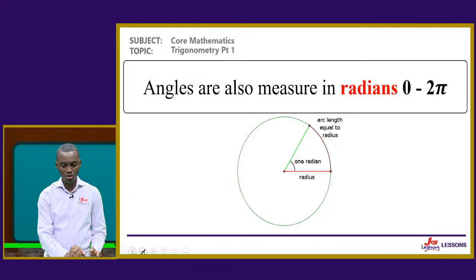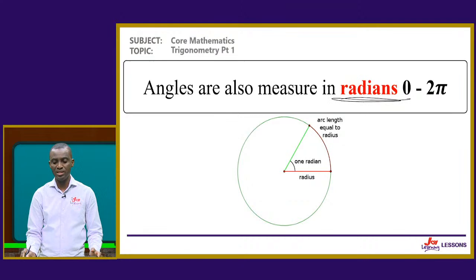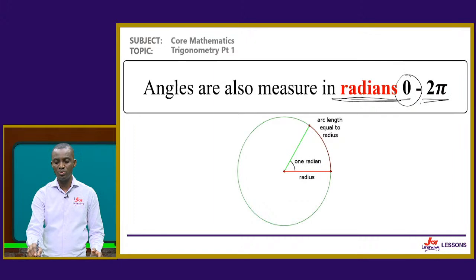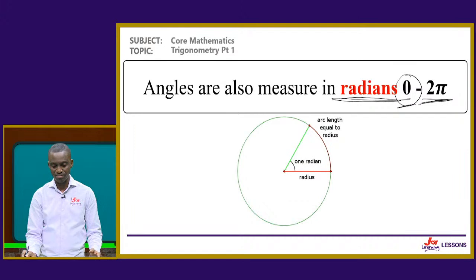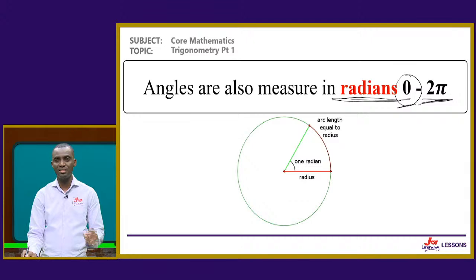Not only that, angles can also be measured in radians. So we have radians, and from 0, we go up to 2 pi. 2 pi radians is equivalent to 360 degrees, and 0 degrees is equivalent to 0 radians. Half pi is 90 degrees. But those of you who are doing relative math, you have to study more into radians, and you do a lot of calculations in radians.